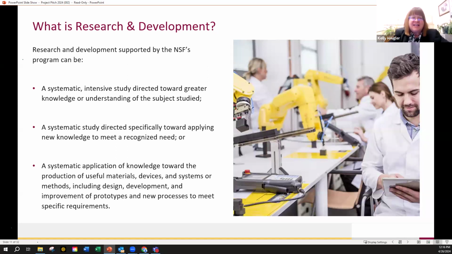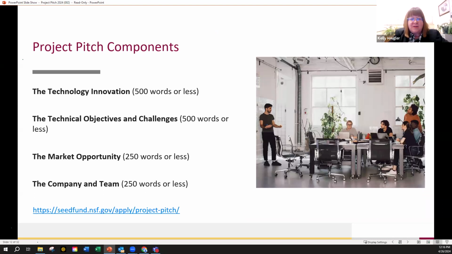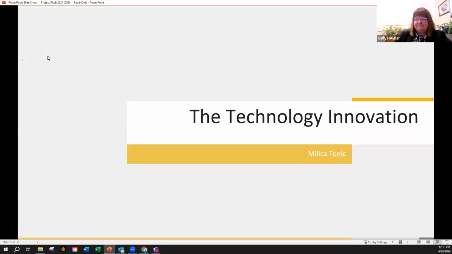Okay, all right. So there are 4 basic components that are coming up. We'll be talking about the content in each: the technological innovation, the technical objectives and challenges, the market opportunity, and the company and team. And we'll be going into more depth in that.